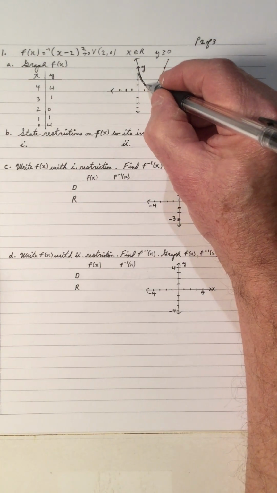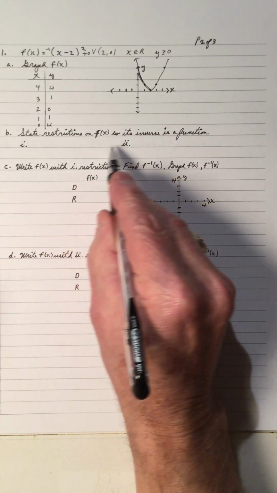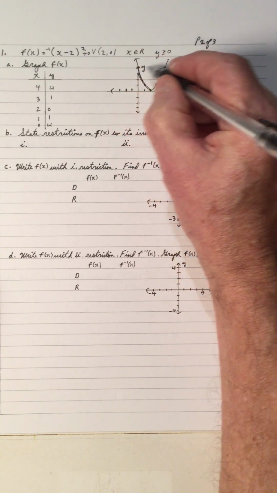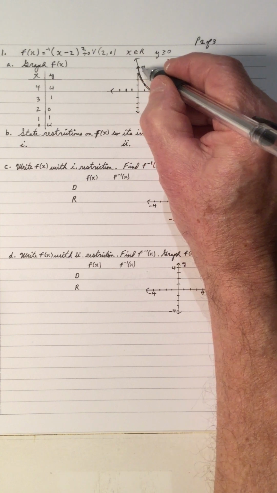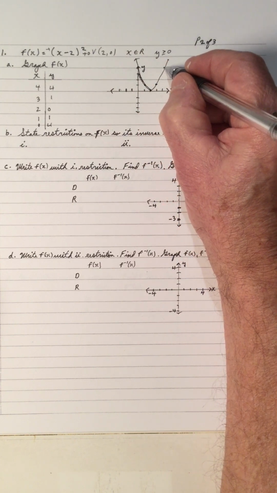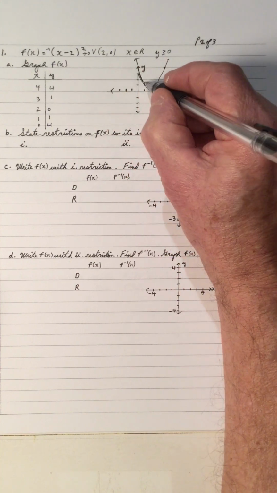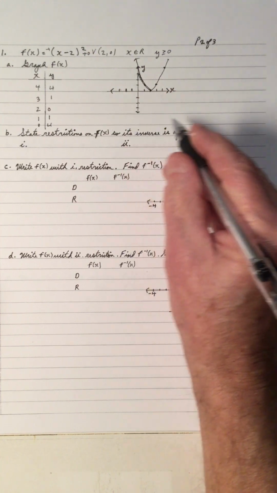Okay, let's state the restrictions on the f of x so that the inverse is a function. Right now, it fails the horizontal line test because the horizontal line goes through 2 points. Notice these two. It goes through 0, 4 and 4, 4, so the y value is the same. So there are many horizontal lines that make the inverse not a function, so we have to restrict it.